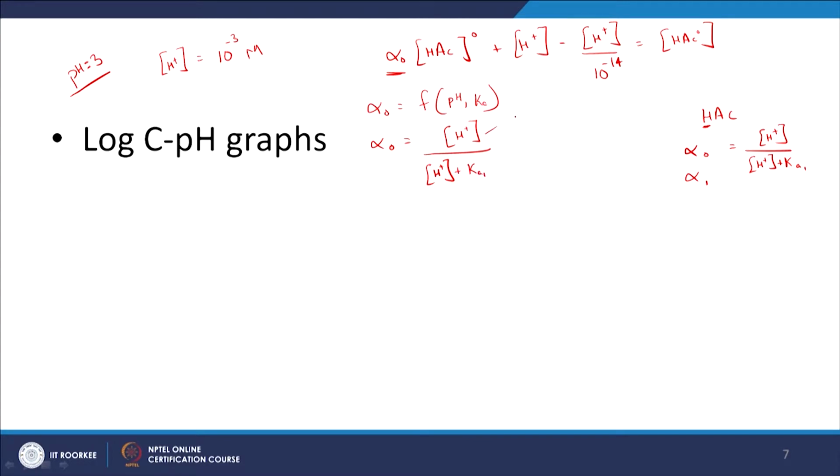So you have the numerator H plus you know, and Ka1, because you know the pKa of your acetic acid is 4.7, that is equal to minus log Ka. So therefore Ka is going to be equal to 10 to the power of minus 4.7. So alpha naught is a known value, HAC naught is what you are trying to calculate, H plus is a known value, and so here now we are just left with one equation and one variable, and thus you can calculate your HAC naught. So what is HAC naught again?